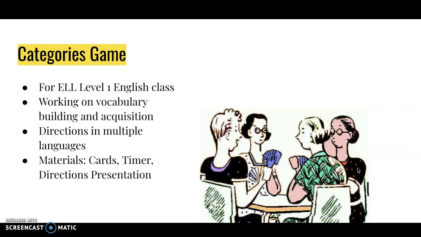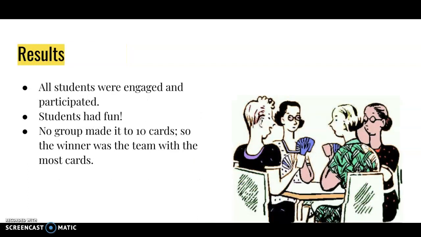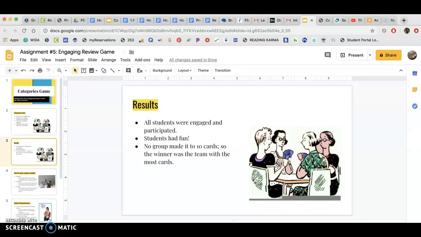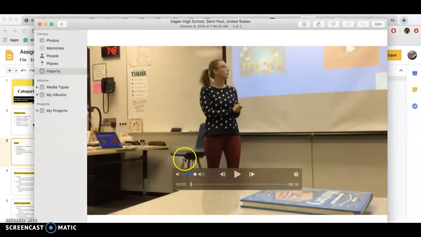For this game, it doesn't take a lot of prep. The three things you need are cards. I created the cards by using note cards and just handwriting vocabulary words on them. I created between 30 and 40 cards to play this game because I figured we'd need some extra. Then a timer, I use the Google timer on my computer, and then the directions presentation, which I will show you. So here's me giving the directions for the categories game.